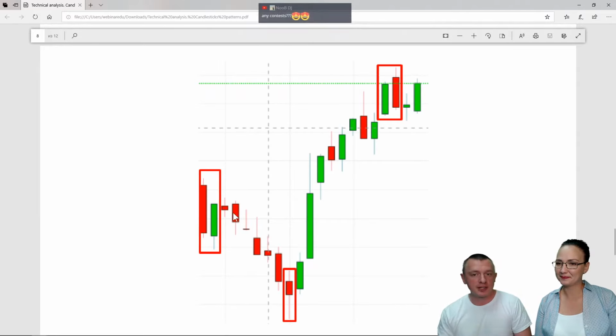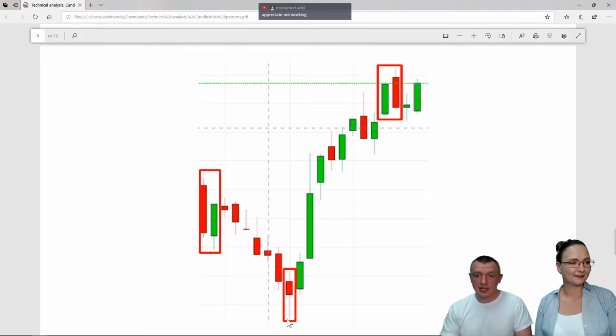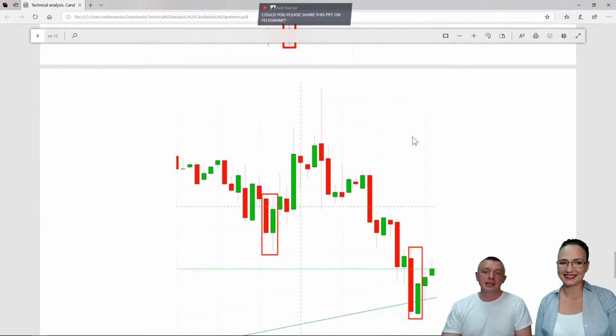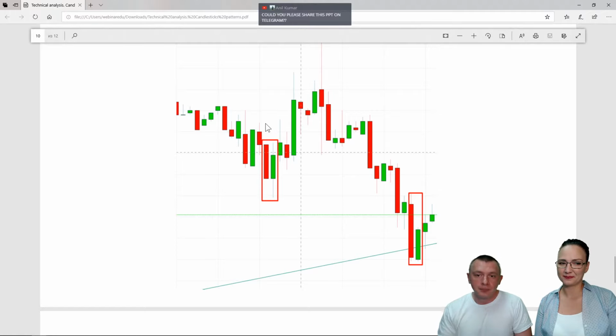You see, for example, the price was going down for a very long time, and here you see the pattern called a hammer, and the price bounces back and starts rising. And also here you see the dark cloud cover pattern. The price is forming two candlesticks, and the red one is covering the green one by two-thirds. Or for example here, you see some piercing patterns.